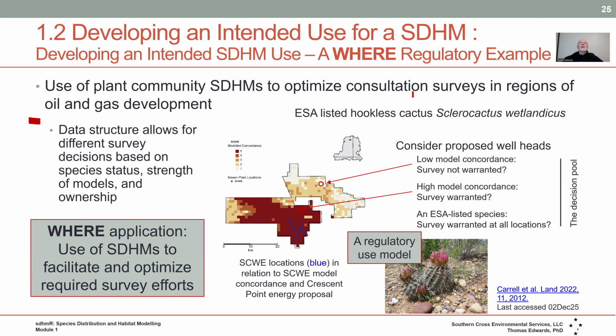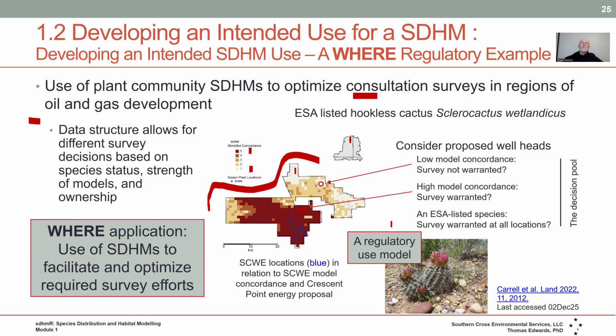Here's another application: optimizing consultation surveys of regions. This right here was an actual proposed energy development located in the Colorado Plateau inside Utah. Distribution models were built for this plant species. These dark areas say high likelihood. In an ensemble context, 5 of 5 models agree, only one by the time you got up here.